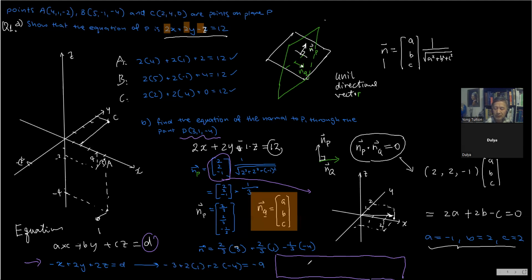Can you write your equation here finally in this space? That's right. That is the equation we're looking for, which is perpendicular to the first one. Okay, let's go to the next question.